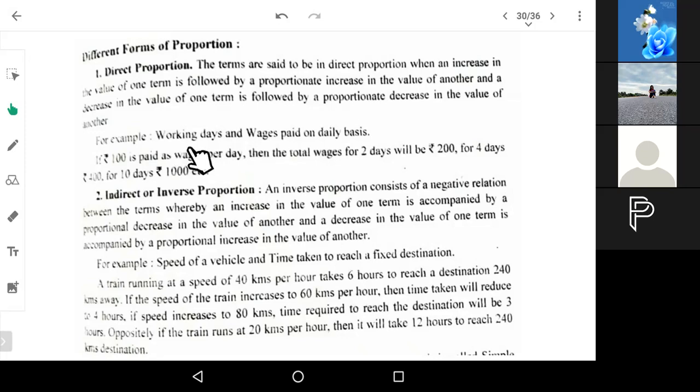So if one increases, the other increases. If one decreases, the other will also decrease. So this is known as direct proportion. Understood direct proportion?